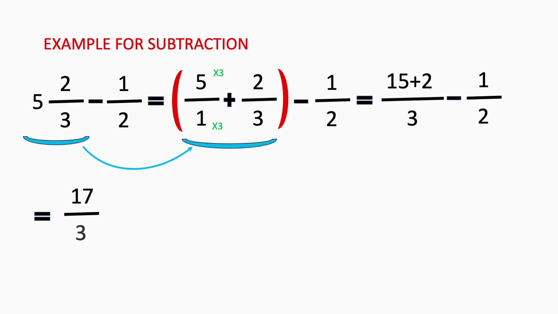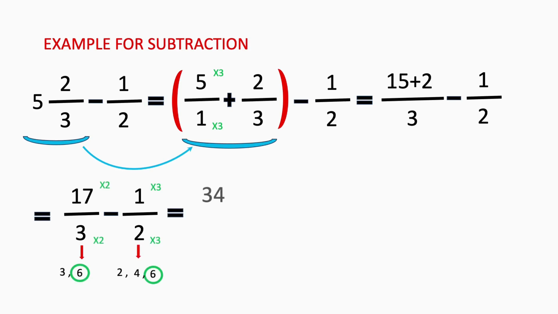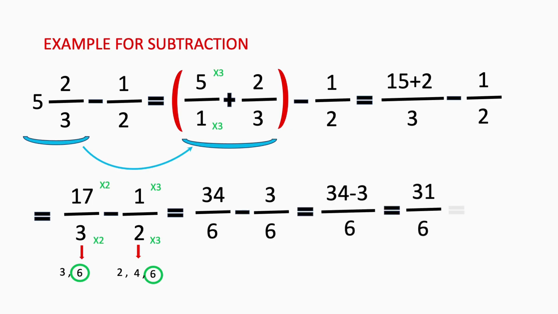Well, now we have to subtract 17 over 3 from 1 over 2. This time, we get a common denominator between these two fractions. Considering that the LCM of 3 and 2 is 6, the numerator and denominator of 17 over 3 are multiplied by 2, and the numerator and denominator of 1 over 2 are multiplied by 3. So, the denominator of both fractions becomes 6, and the result will be 5 and 1 over 6.